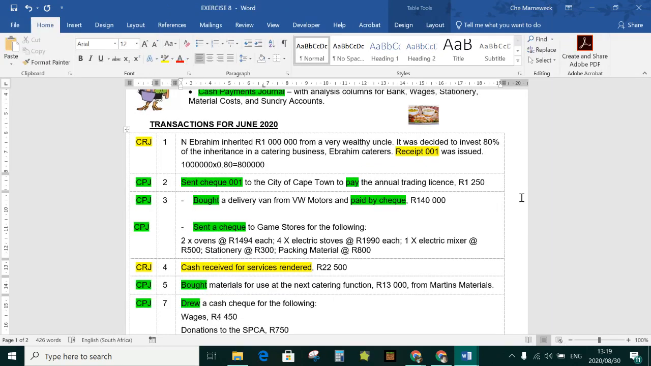So our first transaction for June for the cash payments journal is on day 2. Sent check 001 to the City of Cape Town. What are we paying for? The annual trading license, annual being once a year. So for this company, the trading license is getting paid in June, and we're paying 1,250 Rand.